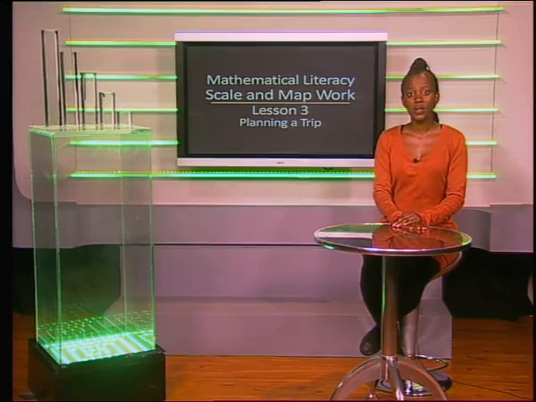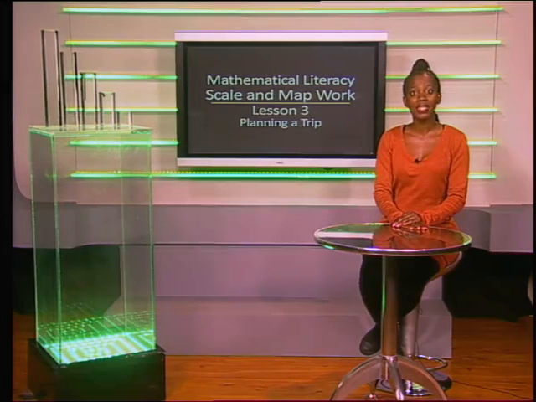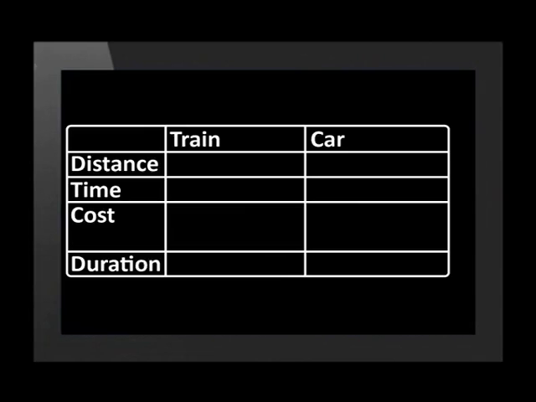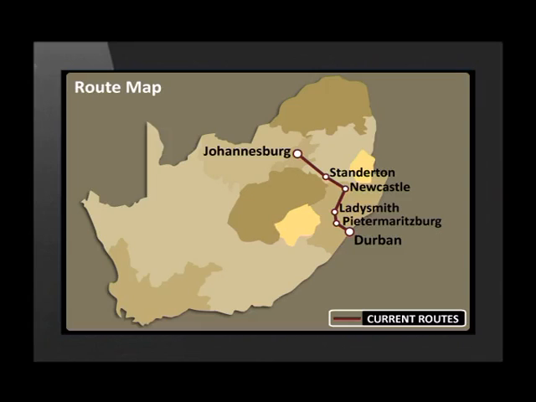If we plan a private trip, we need to do a different set of calculations. Let's compare traveling from Johannesburg to Durban by train and by car. We will compare the time and cost factors of both in a table. We need to find the distance of both journeys, the time spent sitting in the train or car, the cost of the trip, and the total duration of the trip. Let's start by looking at the trip by train.